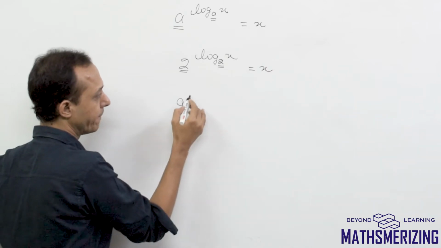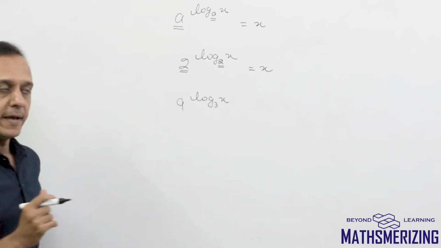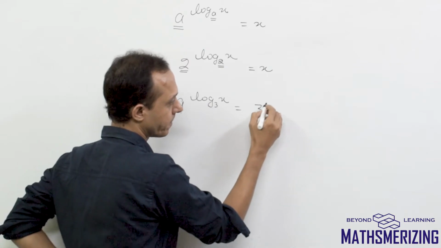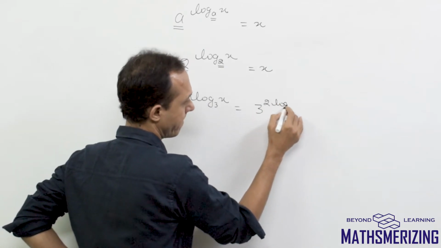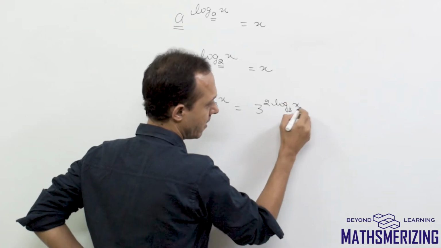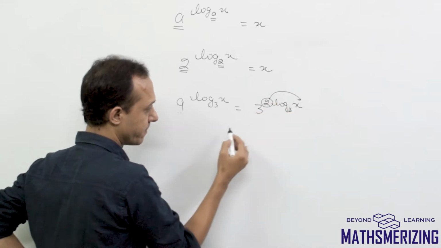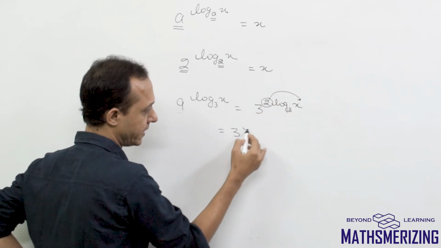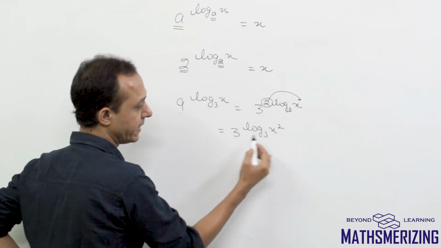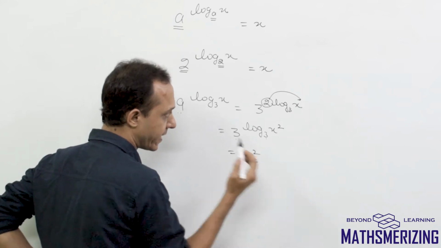Suppose I have 9 to the power log x base 3. Now I can write this 9 as 3 squared. Now I can raise this 2 to the power of x. So this is 3 to the power log x squared to the base 3. Now the exponent and base are the same, so I'll cancel it. So I'll get this as x squared.